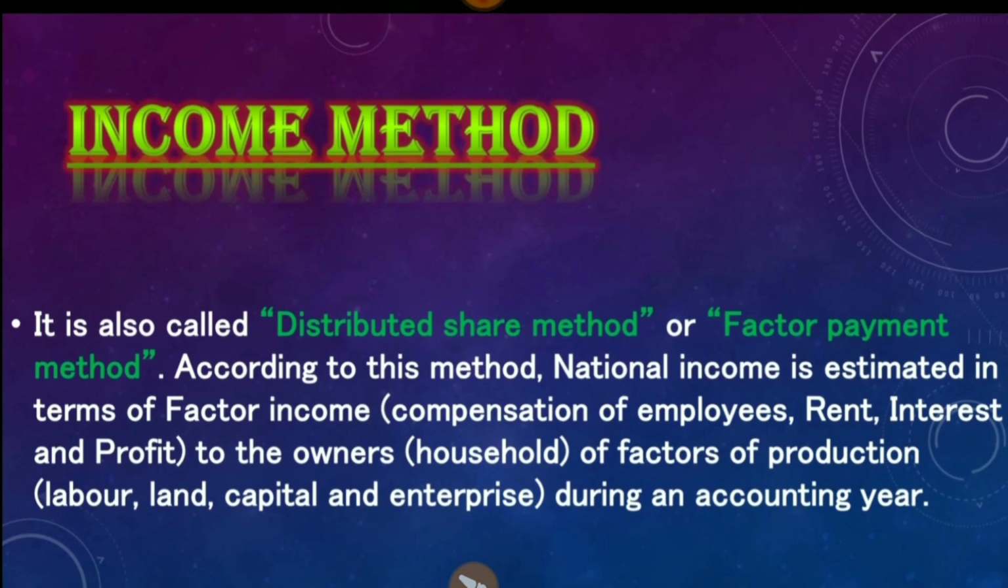According to this method, national income is estimated in terms of factor income, that is compensation of employees, rent, interest and profit to the owners of factors of production, that is labor, land, capital and enterprise, during an accounting year. You must note, students, that national income is always estimated in a fixed period of time, that is an accounting year. It is also called the distributed share method and factor payment method.